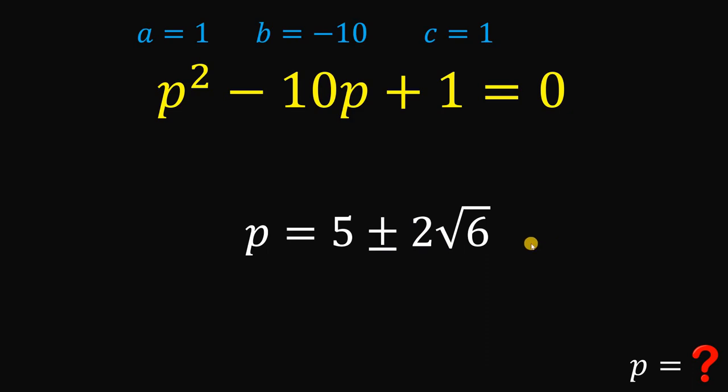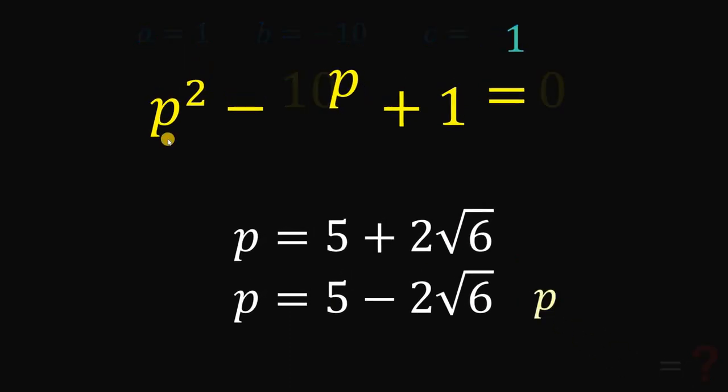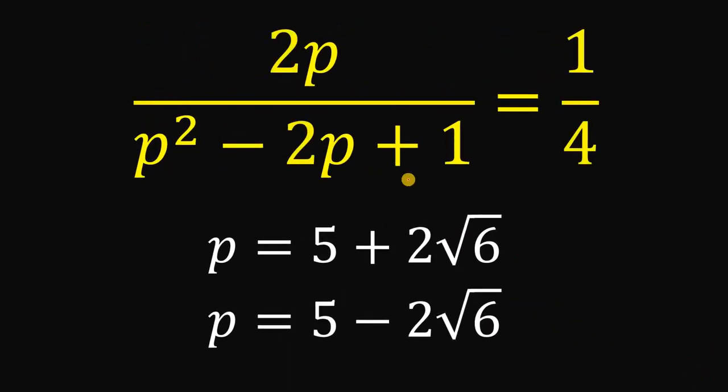So we have two possible values for p. We have 5 plus 2 times square root of 6, or we have 5 minus 2 times square root of 6. Therefore, given this equation 2p over p squared minus 2p plus 1 equals 1/4, the value of p that satisfies this equation is p equals 5 plus 2 times square root of 6, or 5 minus 2 times square root of 6. And as always, we are done.